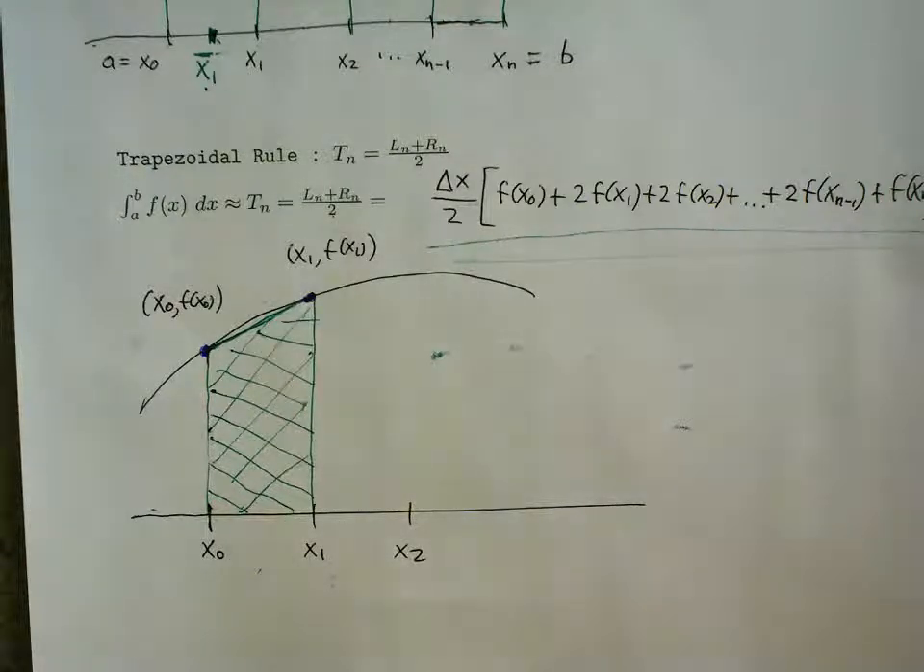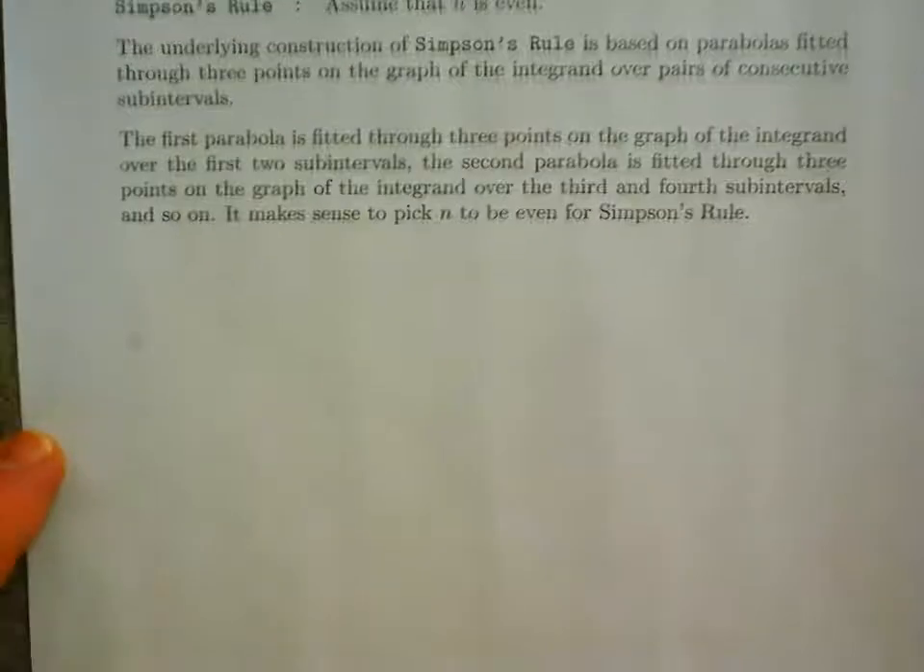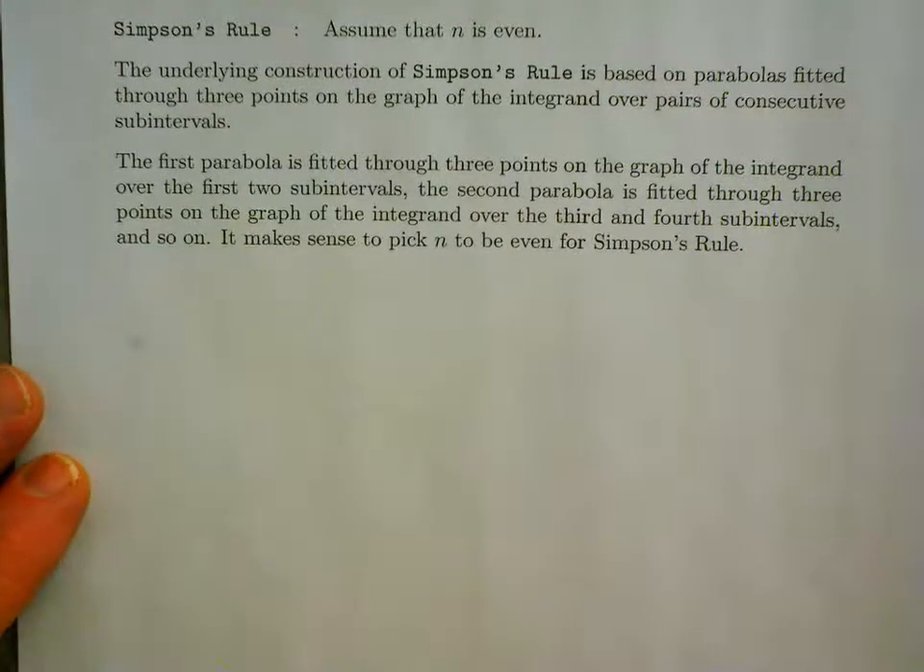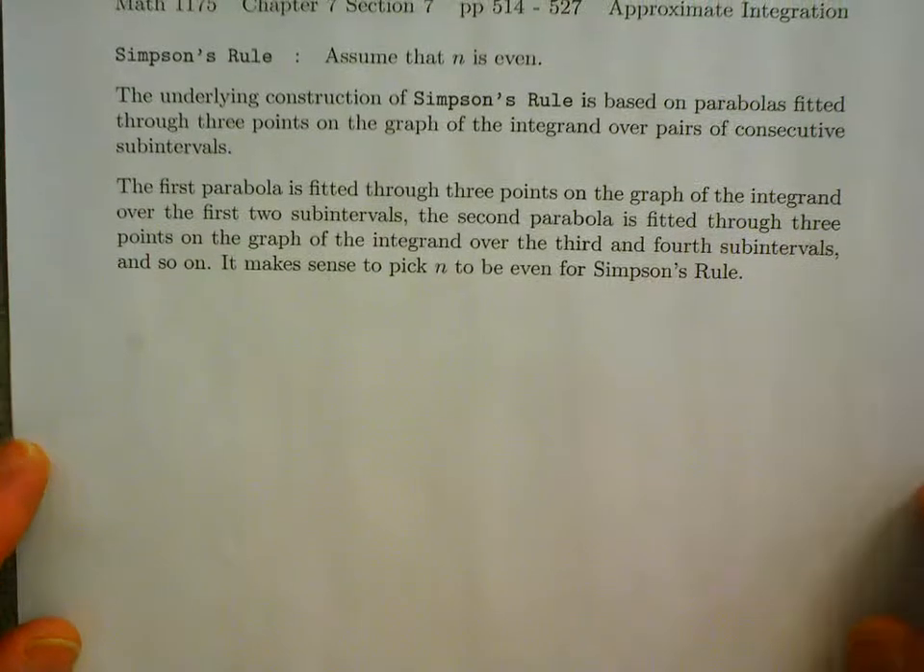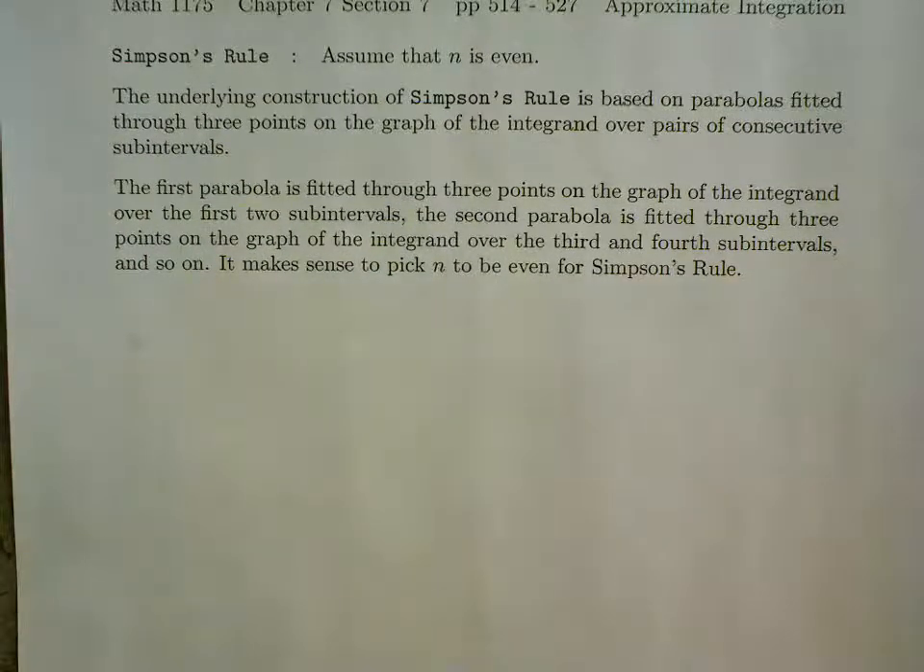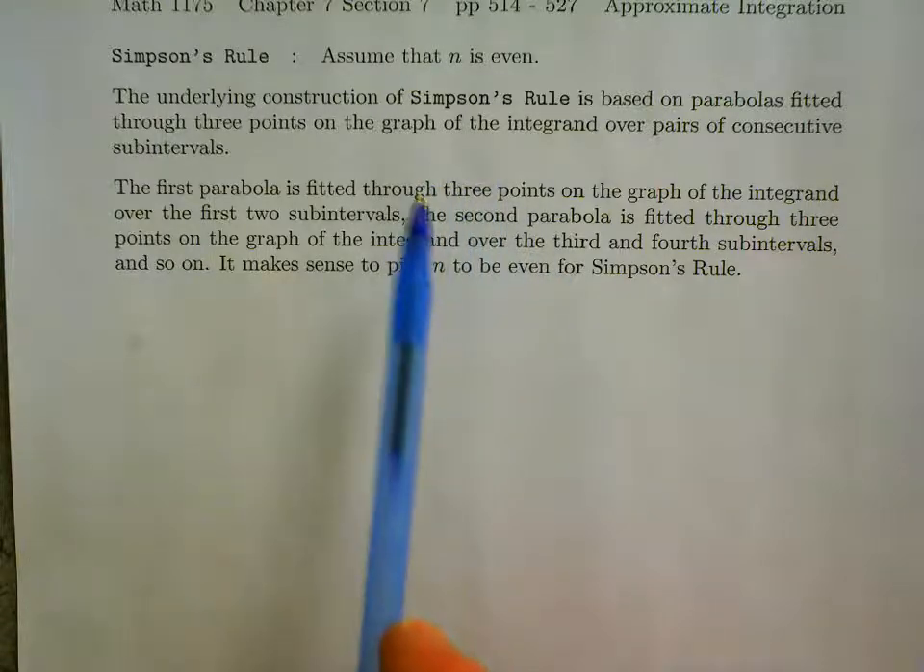Okay, that brings us to the next method for approximating definite integrals. This one is called Simpson's Rule. So Simpson's Rule is more elaborate, but as far as approximating definite integrals, it's a superior method to the other three.